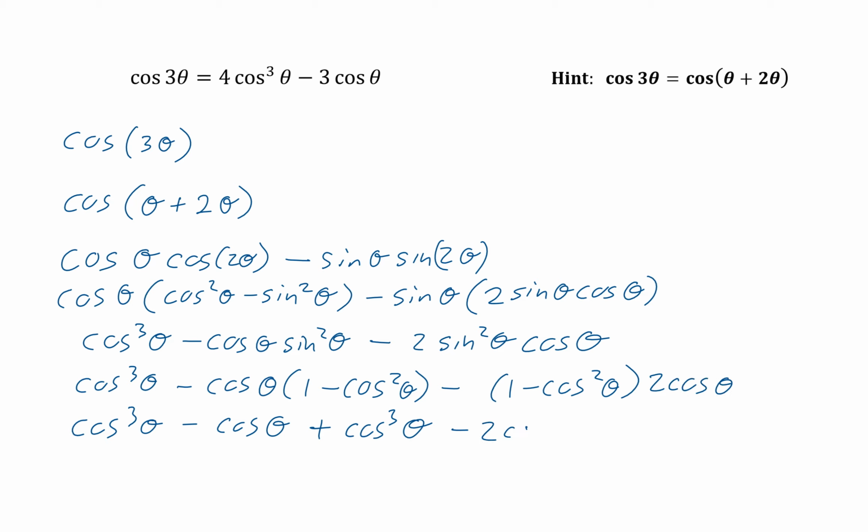So this is 2 cosine theta plus 2 cosine cubed theta. And now we can just add them up. So 1, 2, 3, 4. We have 4 cosine cubed thetas minus 1, 2, 3, 3 cosine thetas, and we're done.